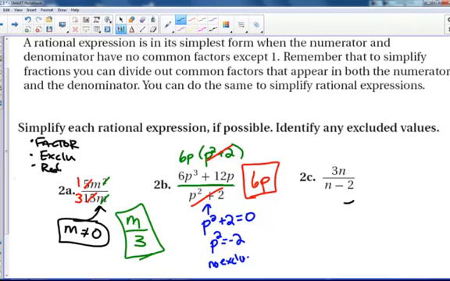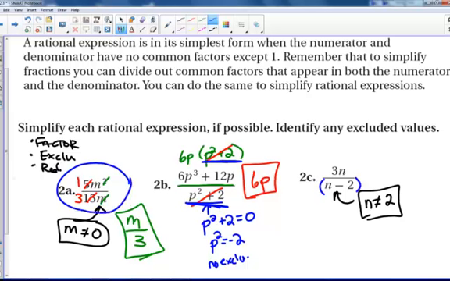Alright, and the last one, my excluded value is n cannot equal 2. Now, when you have things grouped with pluses and minuses, this is grouped together. Did you see how I canceled this entire p squared plus 2 with this entire p squared plus 2? I can't just pick and choose what I cancel unless it's like the first one where there's no plus or minuses. If there's a plus or a minus, you are linking the entire term with parentheses, and then you can only cancel the entire term.